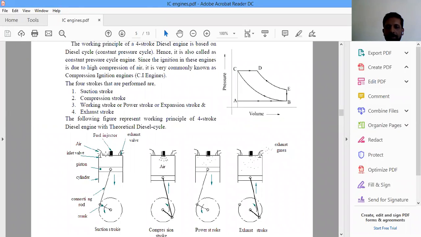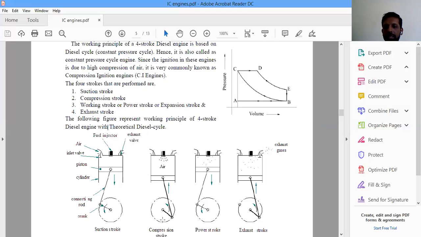but the only change will be that instead of a spark plug, here it will be with a fuel injector. Here it will be with a fuel injector, right? So during the suction stroke, the piston is going to move towards the crank, that is from TDC to BDC. The crank is going to rotate for half a rotation, right? And during this time, air is going to enter, the inlet valve is open, the exhaust valve is closed.